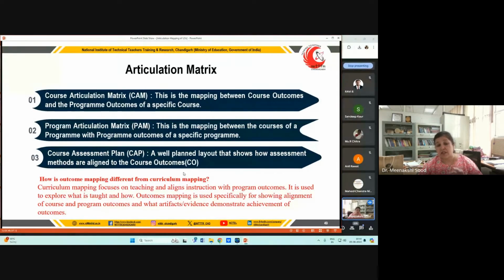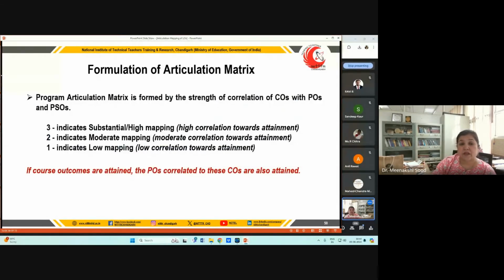But this course assessment plan, this mapping, if you're not doing it, try to do it beforehand, because if this is done properly, then while doing the attainment, it will become very, very much easier for the faculty to check whether those particular course outcomes have been attained or not. Okay, I'll show you further.